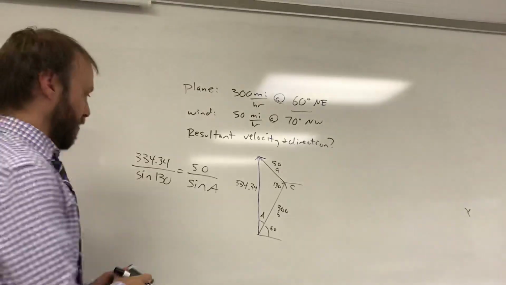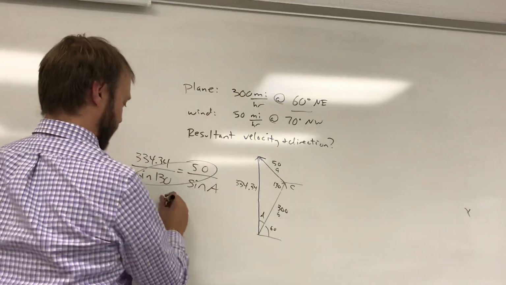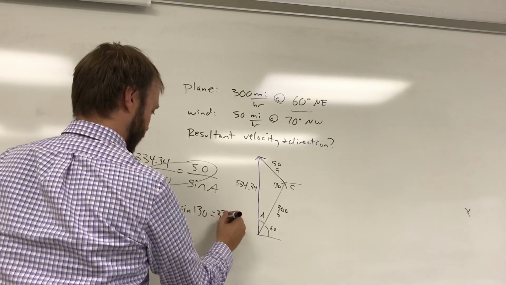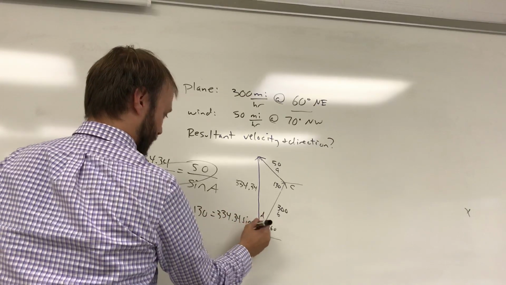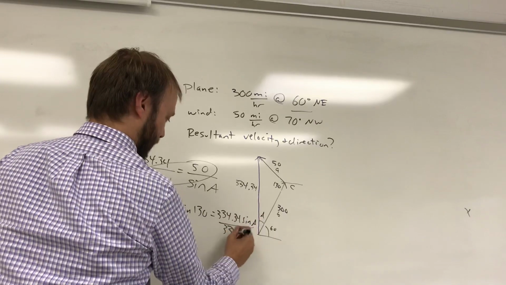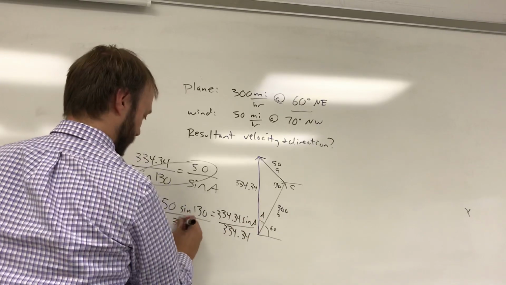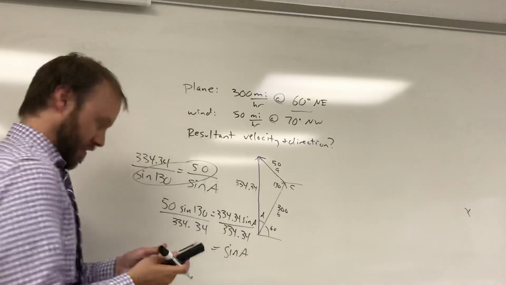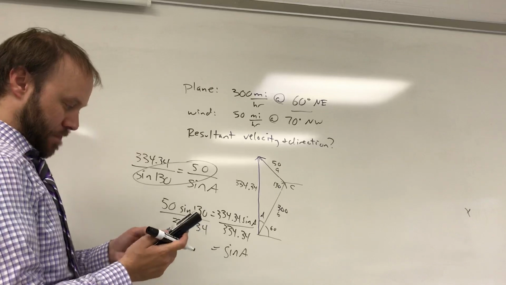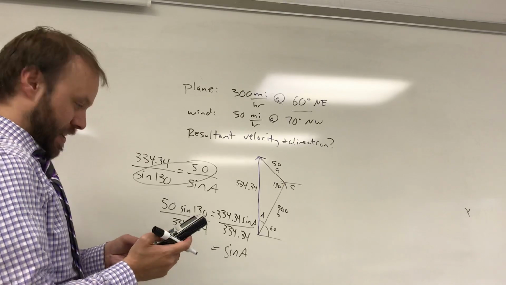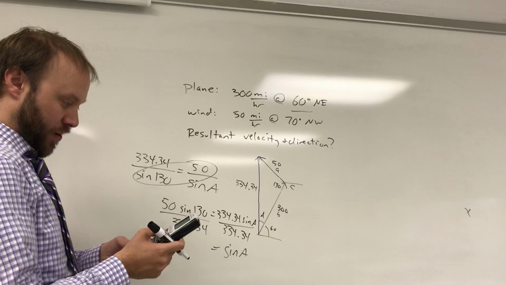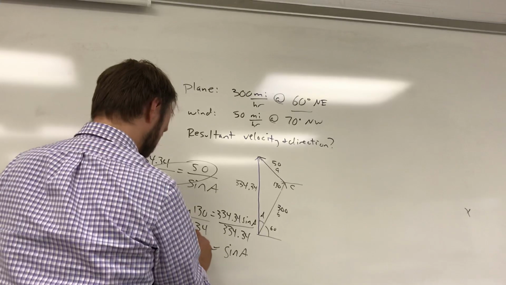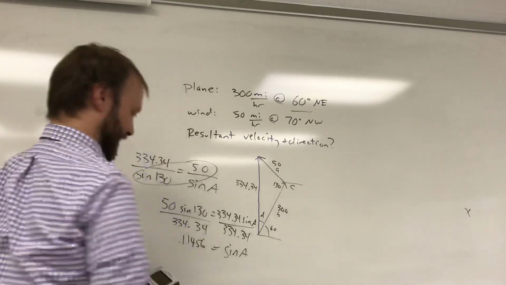And we just need to solve this equation. So it's a proportion we can cross multiply. 50 sine of 130 is going to be equal to 334.34 sine of A. I'll divide both sides by 334.34. And so the sine of angle A is going to be equal to 50 sine of 130 divided by that 334, and I'm using the old 334 that was in my calculator. It's going to be about 0.11456 is the sine of A.